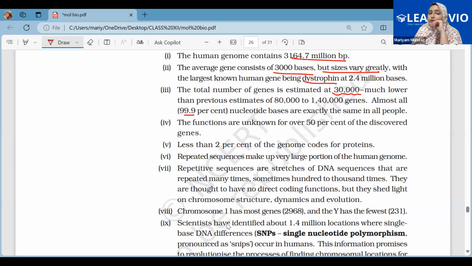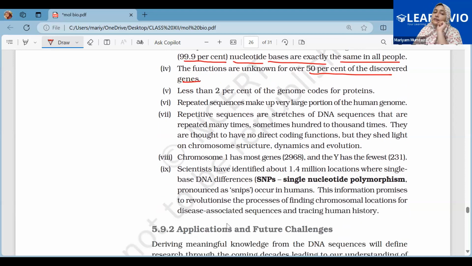Almost 99.9% of nucleotide bases are exactly the same in all people, and we only differ in that 0.1%. The functions are known for over 50% of the discovered genes. So for 50% of the genes, we know what their functions are supposed to be. Less than 2% of the genome codes for proteins.